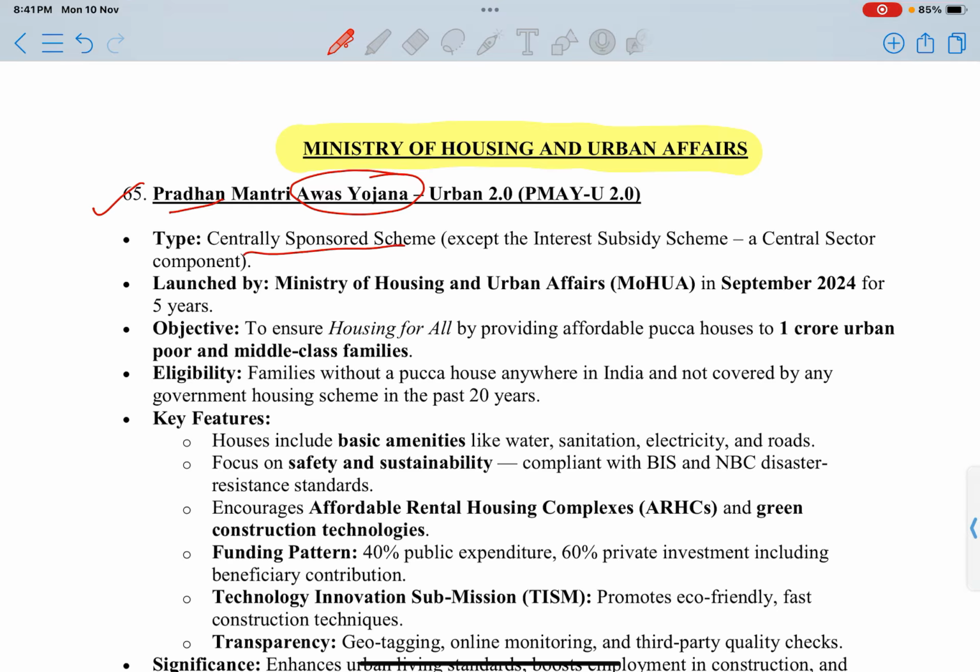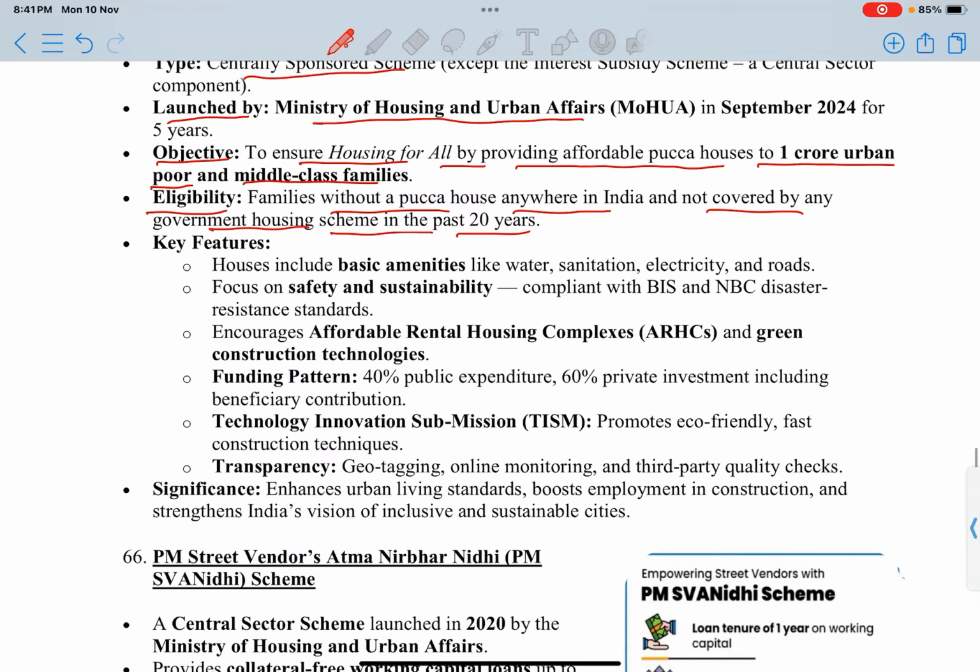Central sponsored scheme. Okay. Launched by Ministry of Housing and Urban Affairs. Objective: to ensure housing for all, providing affordable Pakka house to 1 crore urban poor and middle class families. Eligibility. What is the criteria? Families without a Pakka house anywhere in India and not covered by any government housing scheme in past 20 years. There are some features you read by your own.